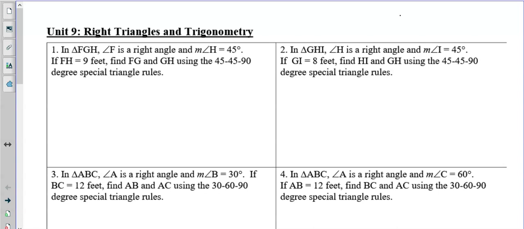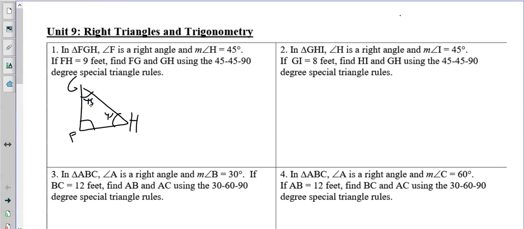All right, Unit 9, final cumulative review for Semester 2, right triangles and trigonometry. So, in triangle FGH, F is a right angle. It helps to just draw the right angle. Here's your right angle, FGH. H is 45, which means this is 45. It has to be. So it's a 45, 45, 90 triangle, one of our special ones.